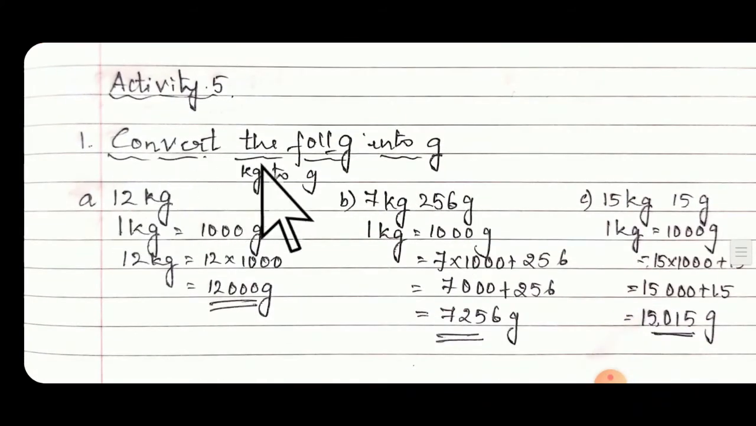5. Convert the following into gram. 12 kg is given and you need to convert into gram. 1 kg is equal to 1000 gram. So 12 gets multiplied by 1000, it becomes 12,000 grams.